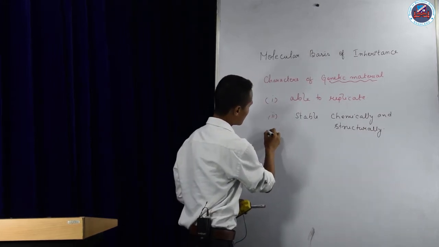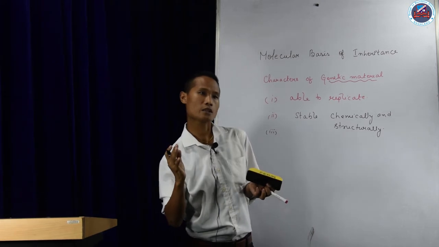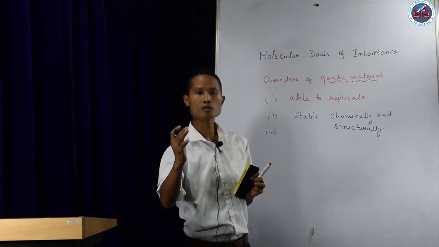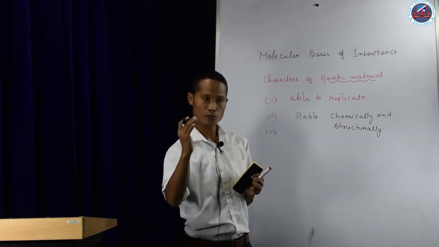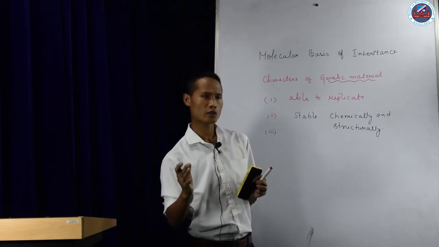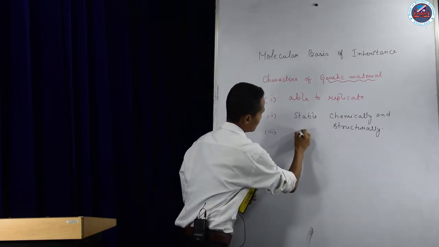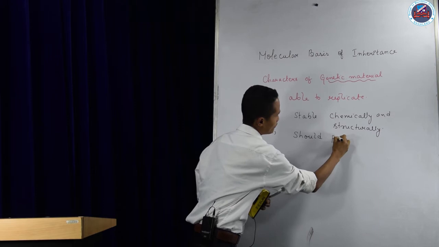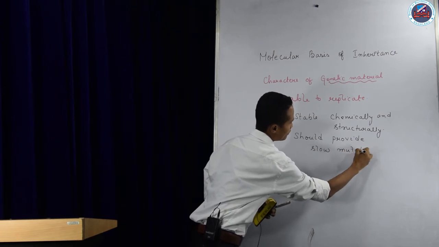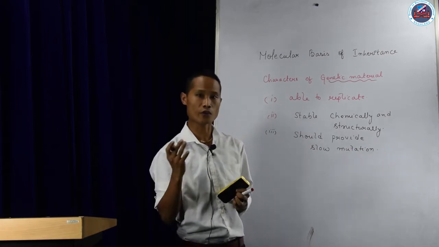Point number 3, they should provide some slow changes. Slow changes in the sense like mutation. You know that mutation is harmful, but slow mutations are useful in the preparation or manufacture of protein in our living system. So the genetic material should provide slow mutation rather than fast mutation. Why are slow mutations necessary? Because these are required for the process of evolution.